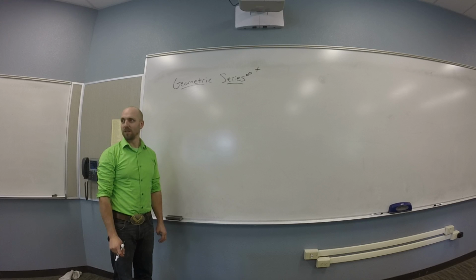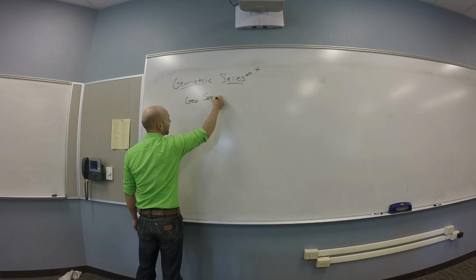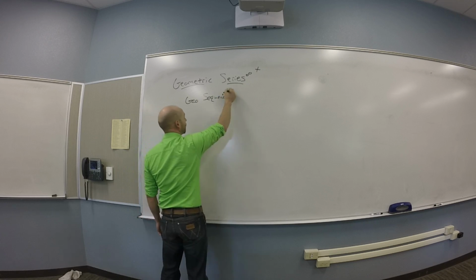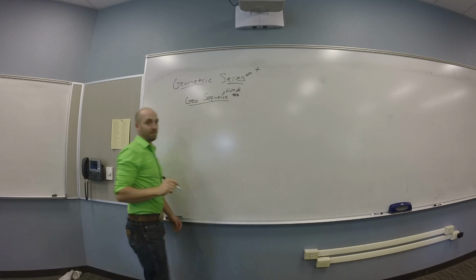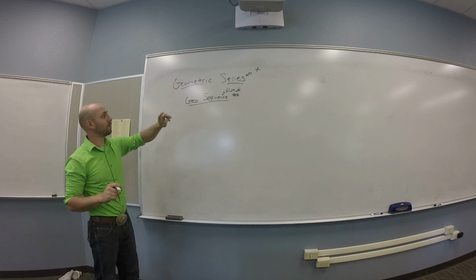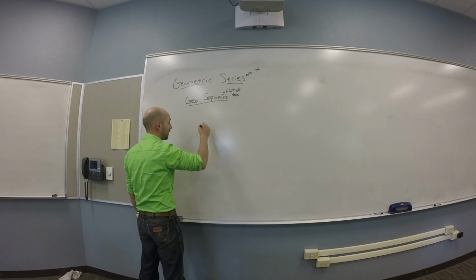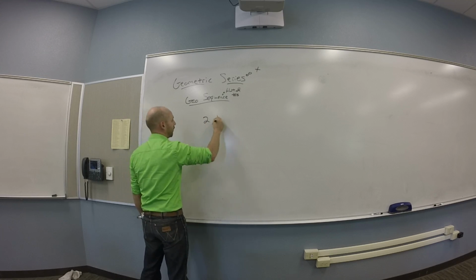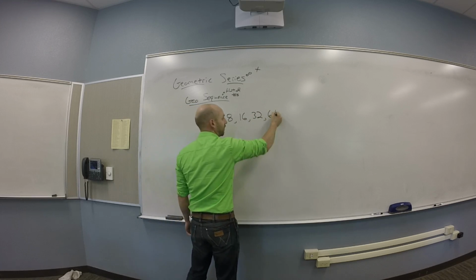Isn't that basically like lines where you just have like 2x plus 1 and add 2 each time? No. Okay, so let me give you that then. A geometric sequence, a sequence is just a list of numbers. A series is a sum of numbers and a sequence is a list of numbers. So a geometric sequence is a list like this: 2, 4, 8, 16, 32, 64.